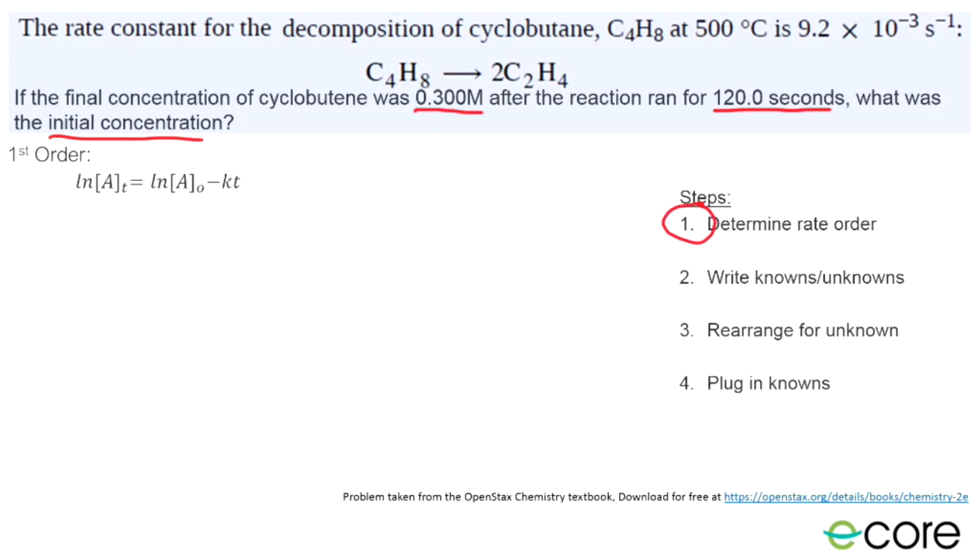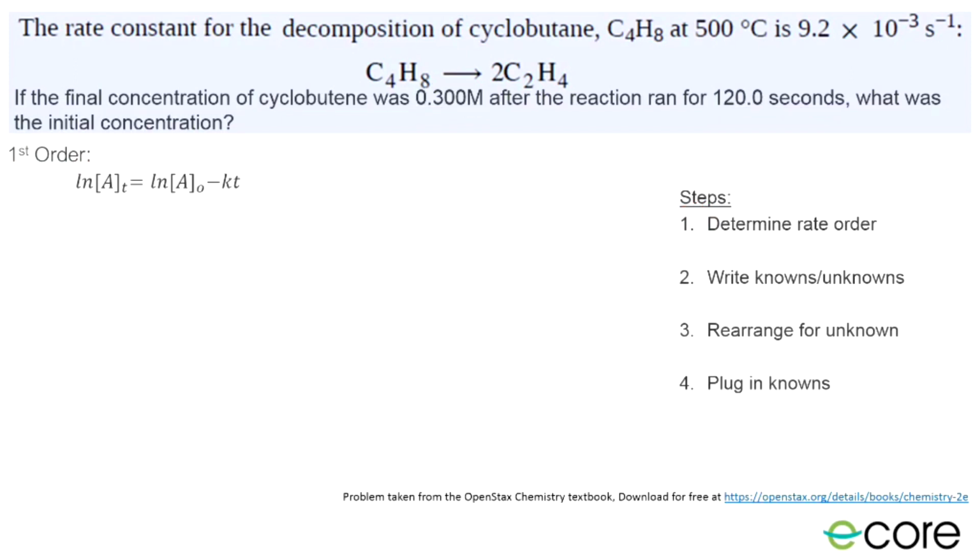It doesn't actually tell us what the rate order is right off the bat, but it does give us the units for the rate constant. And remember that if the units for the rate constant are per second, that tells me that I have a first order reaction. So I have down here written the equation for the first order reaction.